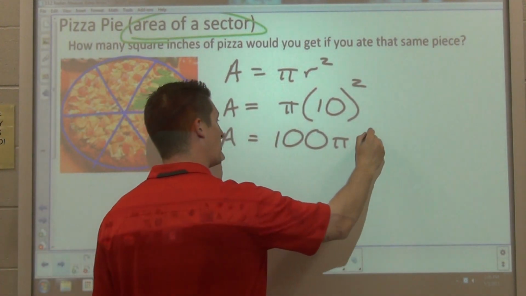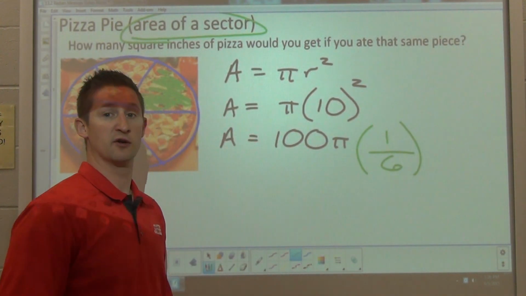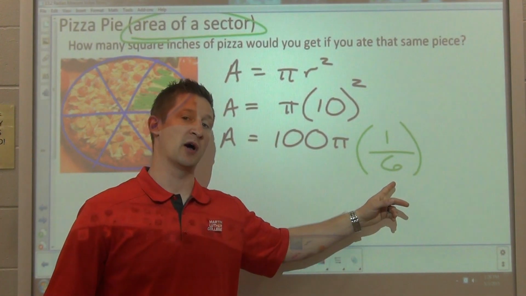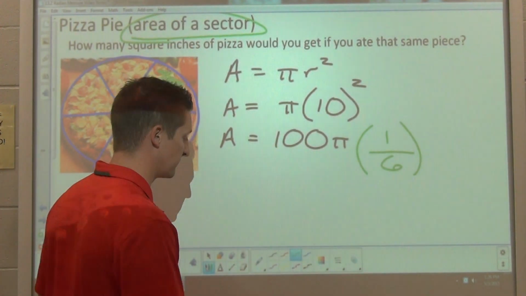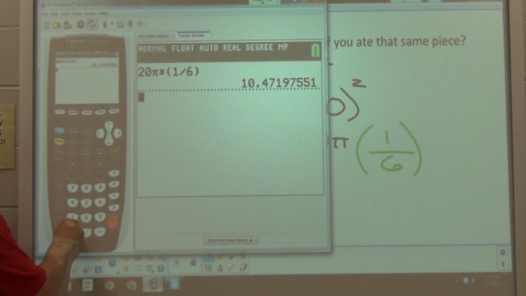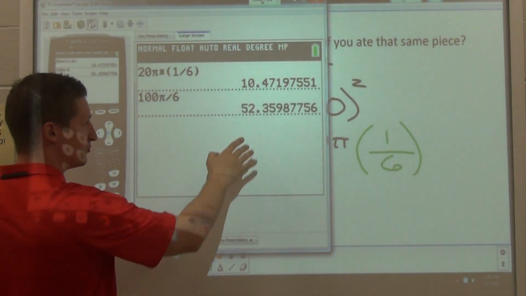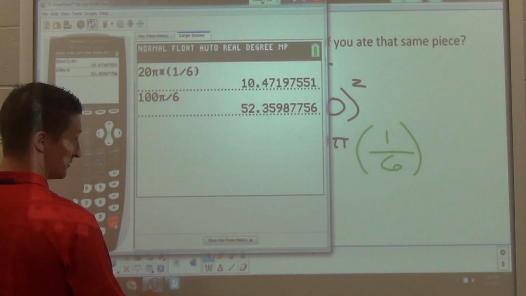So I multiply by whatever fraction I need, in this case 1/6. If I was working in degrees, again, it would be the number of degrees out of a possible 360 degrees. So 100 pi times 1/6, let's see what we get here. 100 pi. Now, if I multiply by 1/6, another thing I could do is divide that expression by 6, and I come up with the same thing. I get 52.36, we'll round it to.